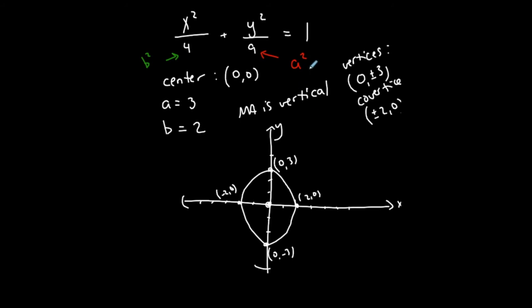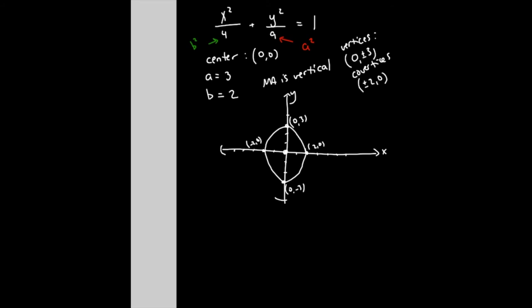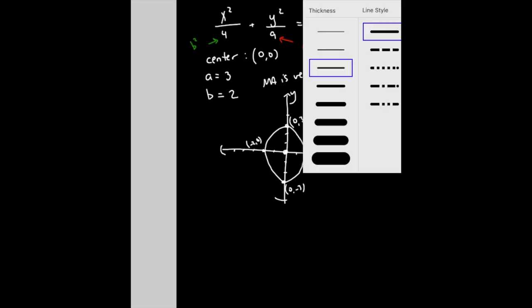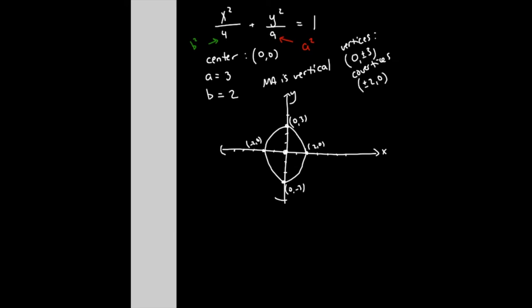Now, this is a nice little simple scenario. I didn't talk about focus yet, or foci yet. I will in the next example. Actually, let me do a little bit of it here. So, we talked about c. I need to determine c to determine the location of my focus, or foci, plural. So, there's a relationship between a, b, and c. a squared minus b squared is c squared. So 9 minus 4 is c squared. So c squared is 5, or c is the square root of 5.